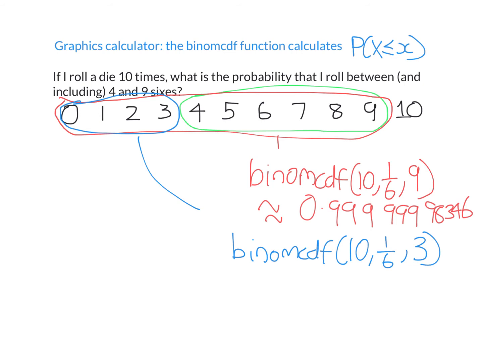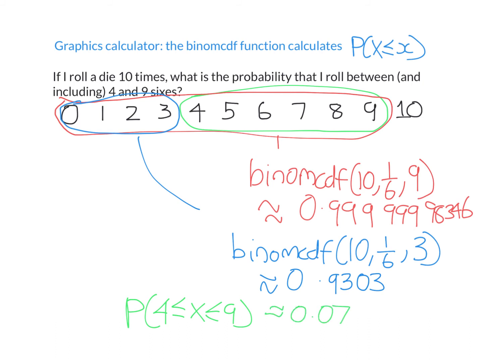So putting that in the calculator, I get about 0.9303. So, what would be this probability in green? Well, it would just be the probability I get 9 or fewer 6s minus the probability I get 3 or fewer 6s. So, the probability that the number of successes was between and including 4 and 9 will just be this number minus this number. And it is approximately 0.07. So there's only a 7% chance you get between 4 and 9 6s.